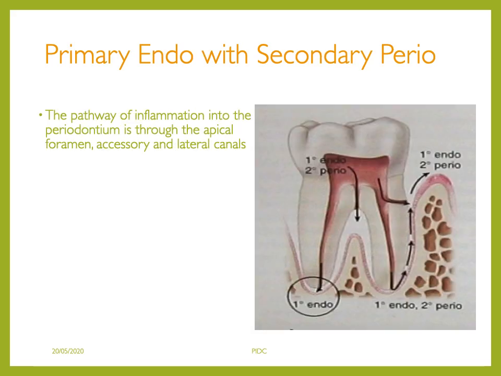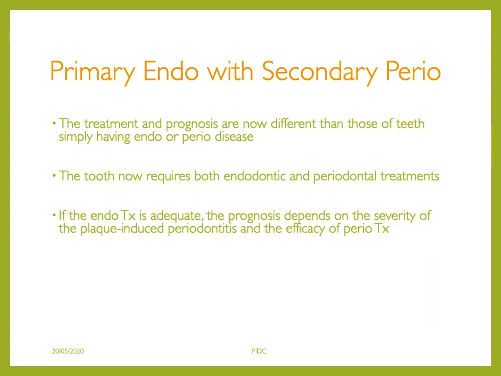So the pathway of inflammation into the periodontium is through the apical foramen and accessory and lateral canals. You can see the arrow marks in the picture. So the treatment and prognosis are now different from those of simply having endo or perio. The tooth now requires both endodontic and periodontal treatment. If the endo treatment is adequate, the prognosis depends on the severity of periodontitis and the efficacy of the perio treatment.